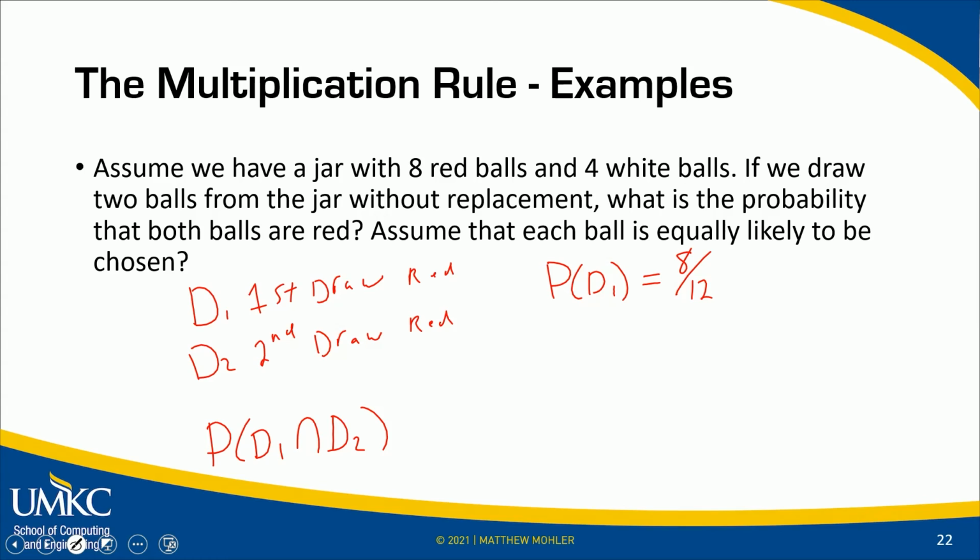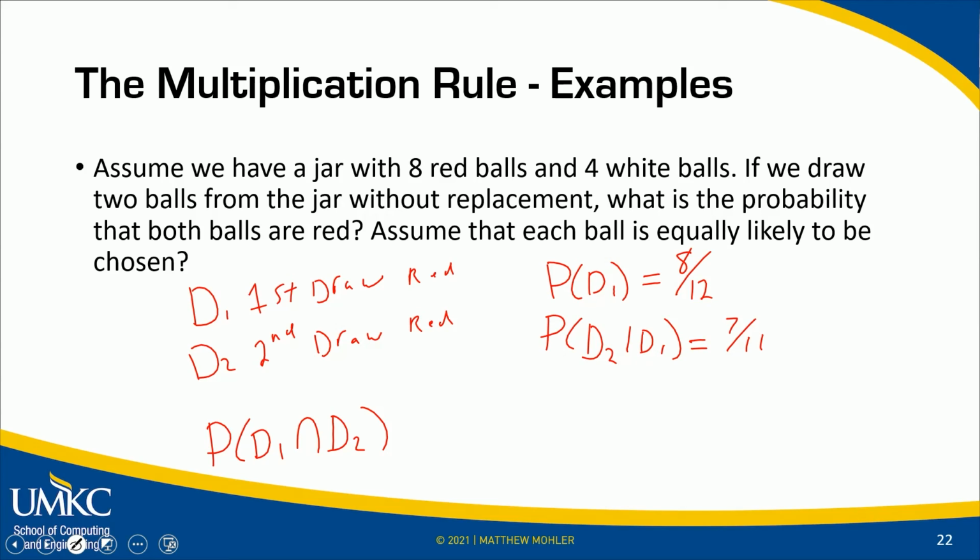Now, the second piece, the probability of the second draw, is a little bit interesting because we have to assume that we pulled a red ball the first time. So we're really more interested in the probability of D2 given that D1 already occurred. What's the probability of drawing red, assuming we already drew a red ball the first time? The conditional probability is equal to 7 out of 11. We've removed one red ball, so we're down to 7 red balls, and we removed a ball, so we're down to 11 total balls. So the probability here is 7 out of 11.